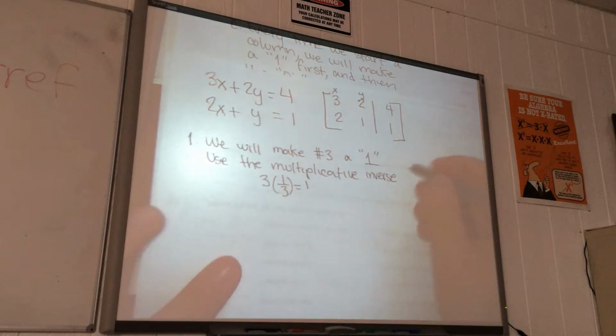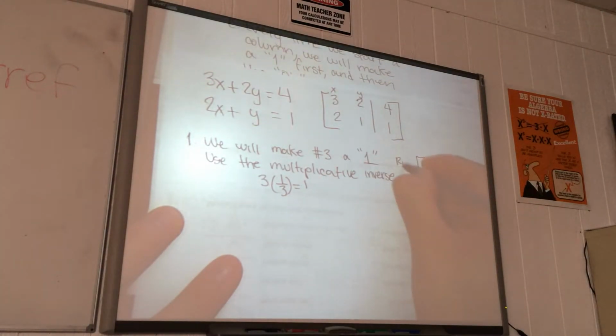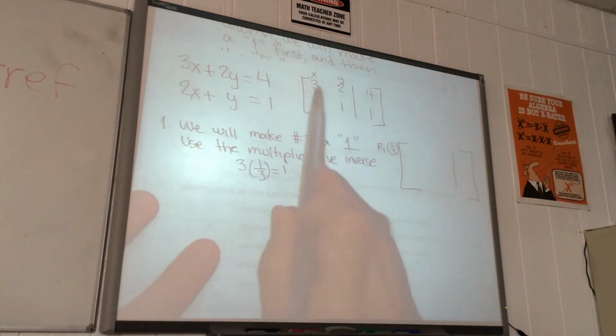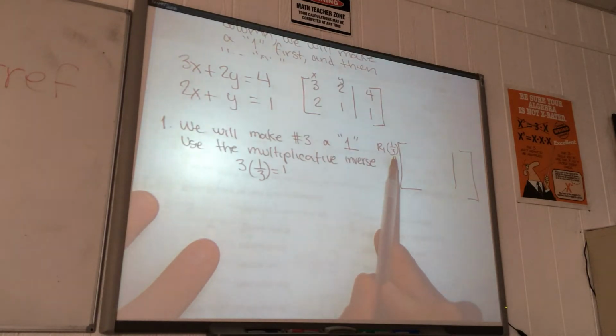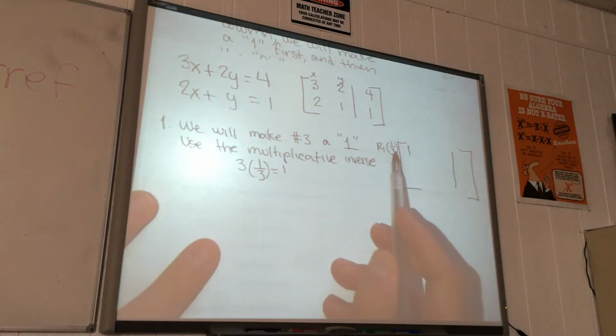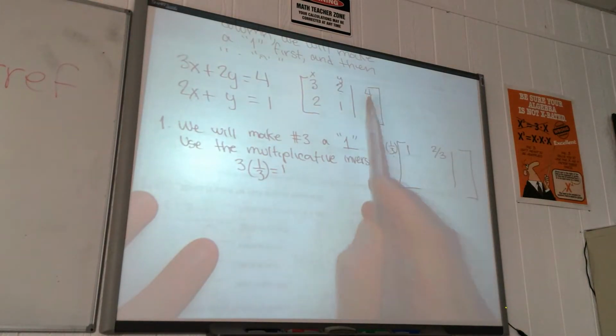So that's what we're going to do. So using the row notation, we're going to say R1 times 1/3. So we take, what is 3 times 1/3? Is 1, right? That's the purpose of using 1/3. Now, what is 2 times 1/3? In this case, it will be 2/3. Now, what is 4 times 1/3?